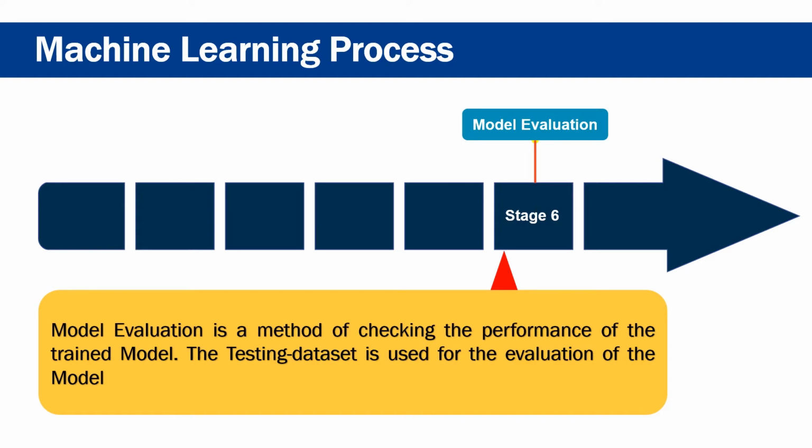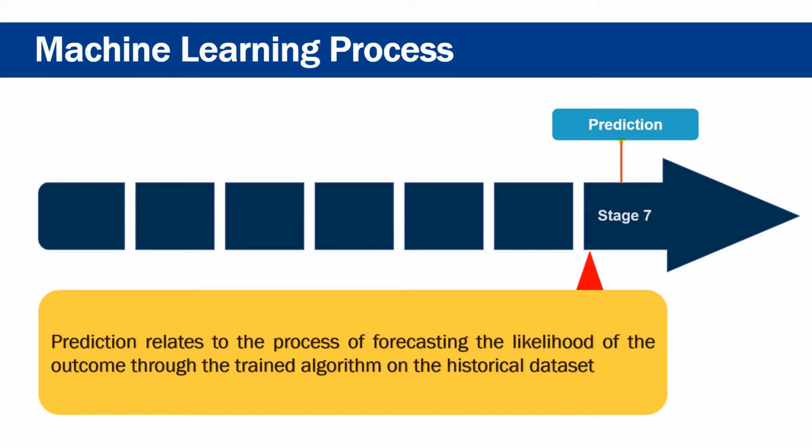Model evaluation is a method of checking the performance of the trained model. The testing dataset is used for the evaluation of the model. The final stage of machine learning is the prediction stage. It is the process of forecasting the likelihood of the outcome through the trained algorithm on the historical dataset. All these 7 stages are followed whenever any predictive analysis is to be done on the gathered data by using the machine learning process. Having said so many things about machine learning and its process, let us have a hands-on session where we can use a dataset for creating a predictive model.